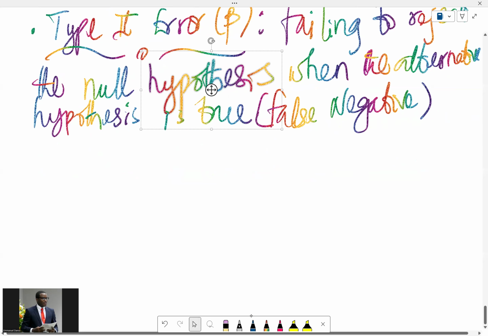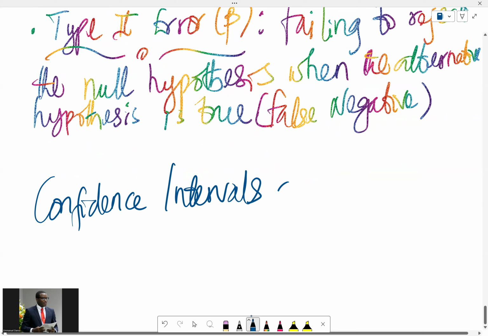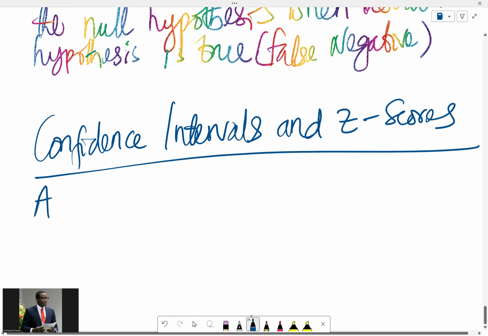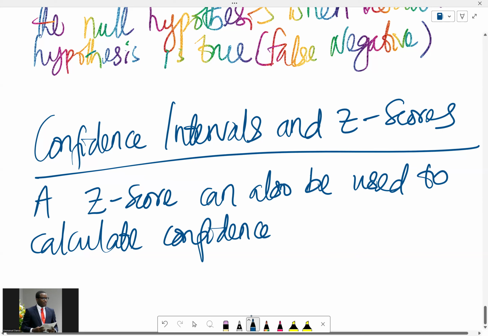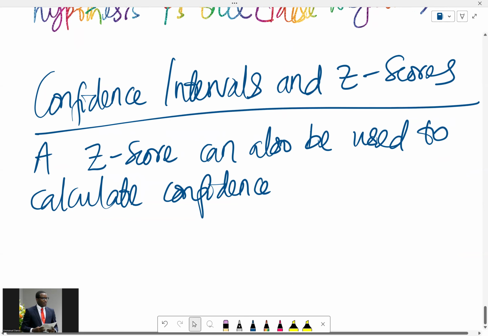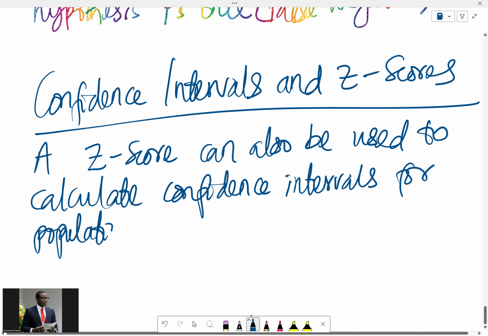So let's talk about confidence intervals and z-scores. Okay, so a z-score, which we already saw how to compute the other time, can also be used to calculate confidence intervals. I think we used this under estimation, especially for interval estimates. A z-score can also be used to calculate confidence intervals for population means.